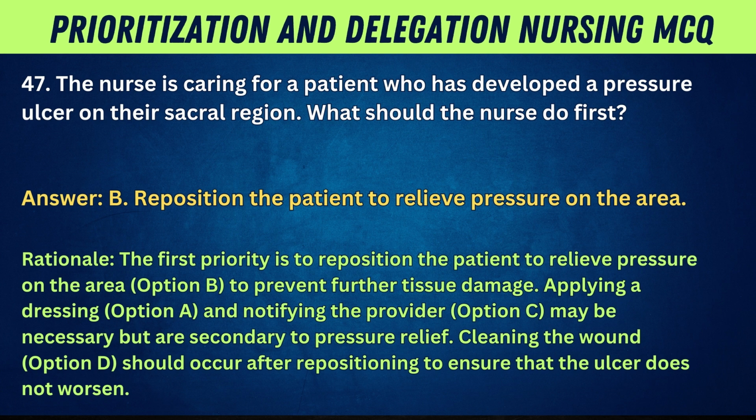Rationale: the first priority is to reposition the patient to relieve pressure on the area, option B, to prevent further tissue damage. Applying a dressing, option A, and notifying the provider, option C, may be necessary but are secondary to pressure relief. Cleaning the wound, option D, should occur after repositioning to ensure that the ulcer does not worsen.